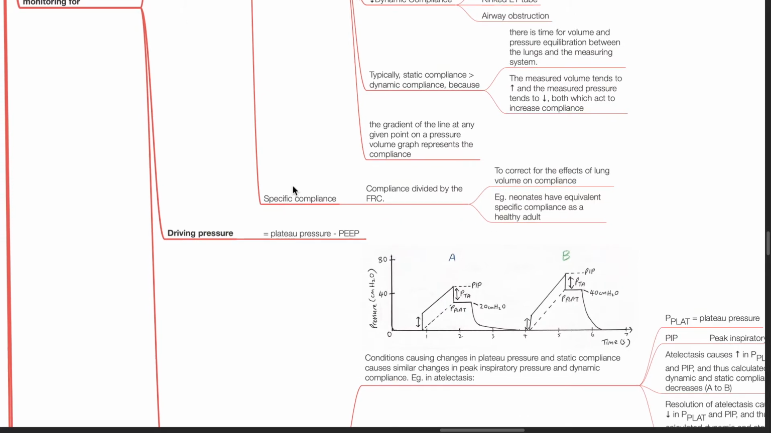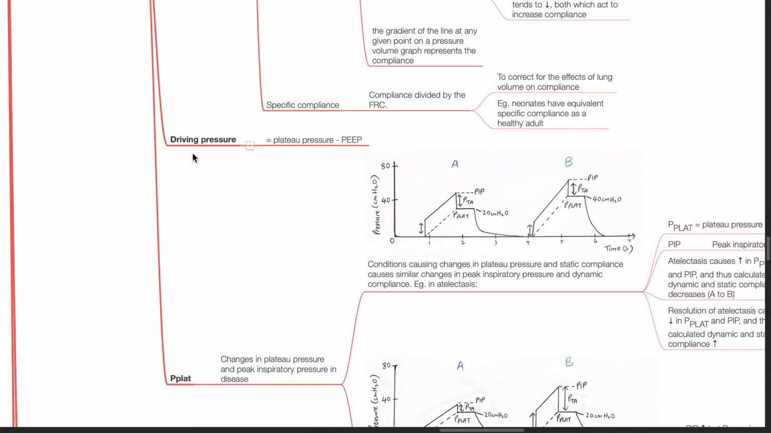Specific compliance is compliance divided by the FRC. To correct for the effects of lung volume on compliance, neonates have an equivalent specific compliance as a healthy adult. Driving pressure, the formula is plateau pressure minus PEEP.